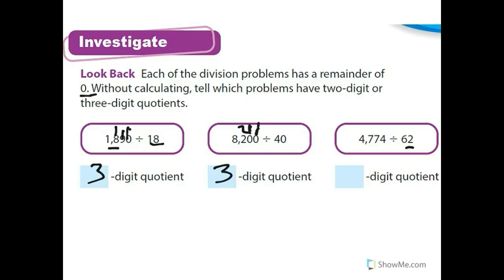62, well, it can't go into 4 or 47, but it can go into 477. I don't know how many times, but right there it's going to be the digit, so there's going to be 2 digits. And again, I'm not saying it's 11. Please understand that. I'm just saying that there's going to be 2 digits.